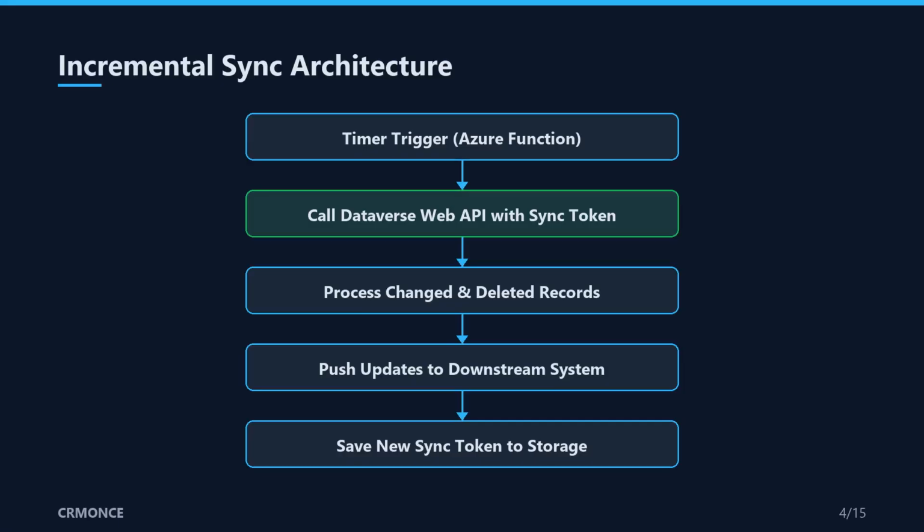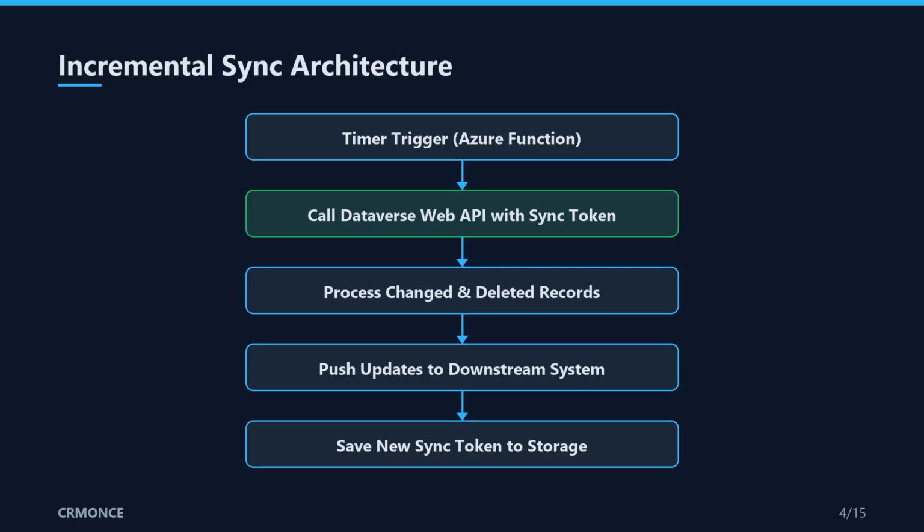A timer trigger inside an Azure function wakes up on a schedule. It calls the Dataverse Web API using the sync token from last run. Dataverse hands back only the changed and deleted records, plus a brand new token. Our function processes those records and pushes the updates to a downstream system, like SAP or a data warehouse.